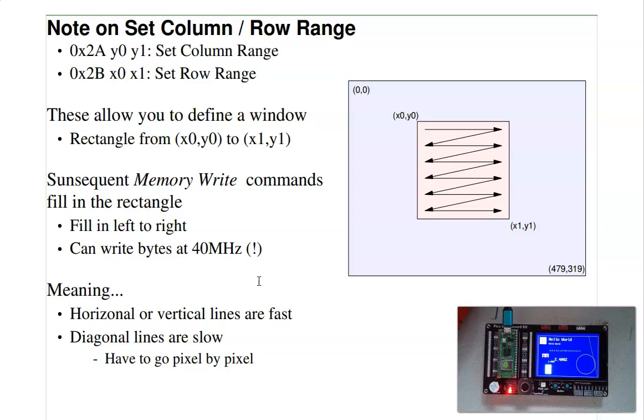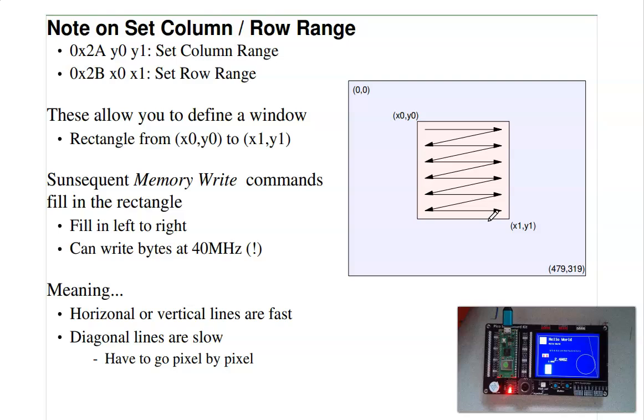That speeds it up. The way it works is, if I set the column range, say to x0, x1, that sets the column. If I then set the row, I've defined a rectangle. When I do a memory write, that fills in this rectangle left to right. When I reach the right endpoint, it comes back and goes left to right all the way down. This is a faster way to write to memory. I can write the data at 40 megahertz using this technique.